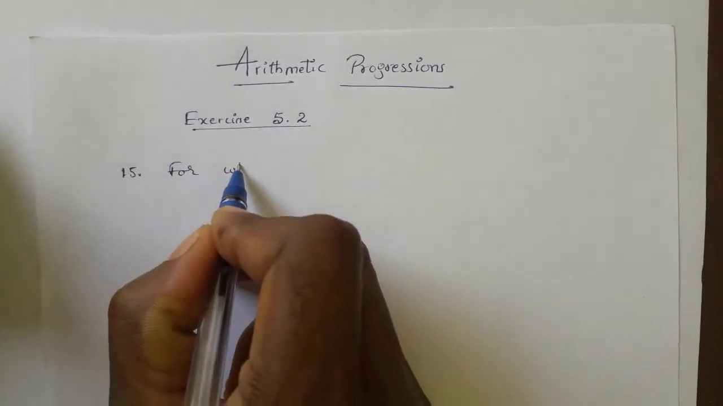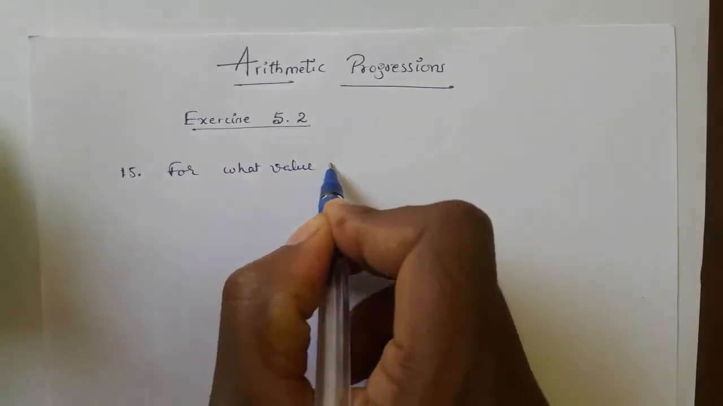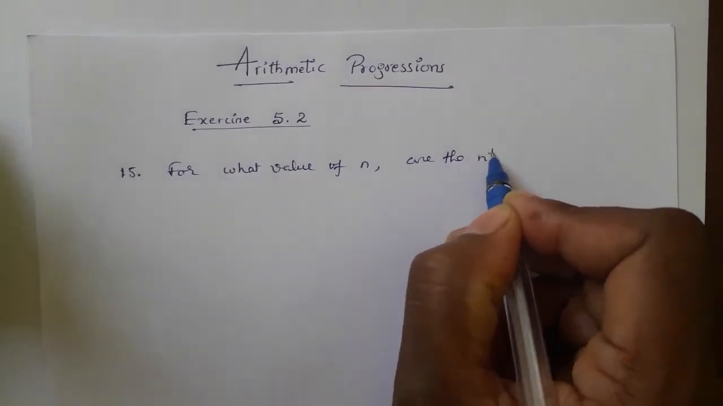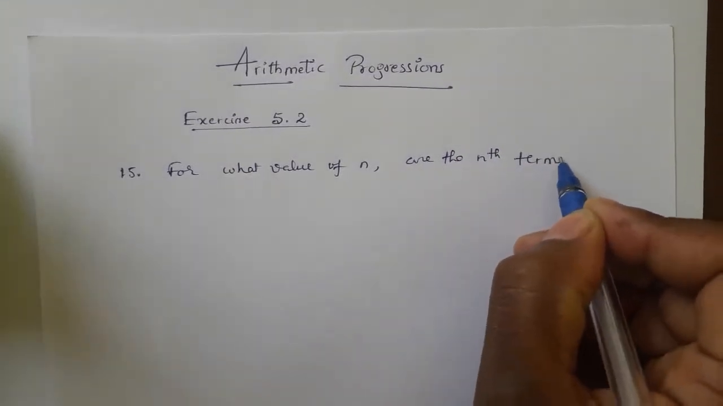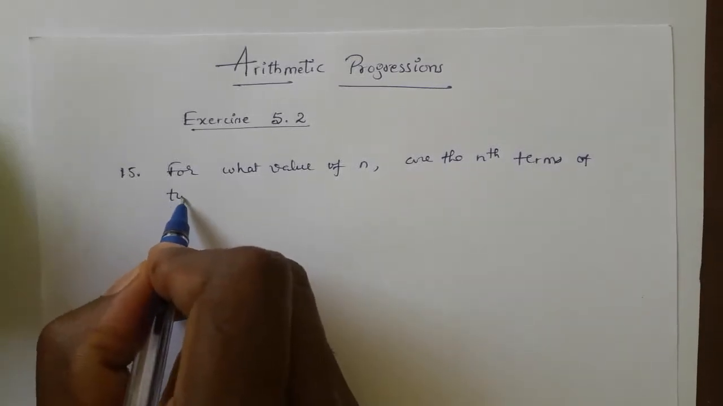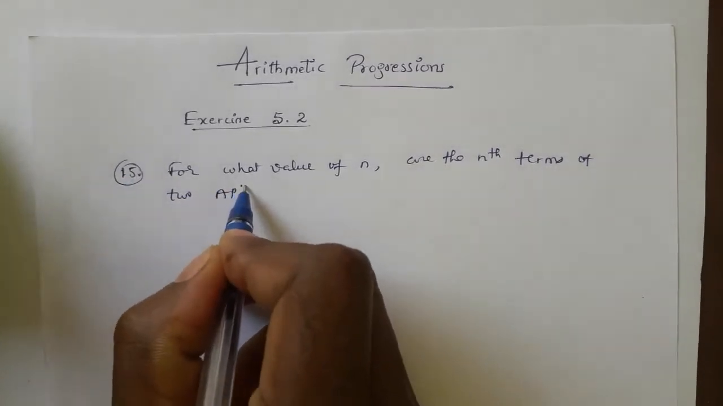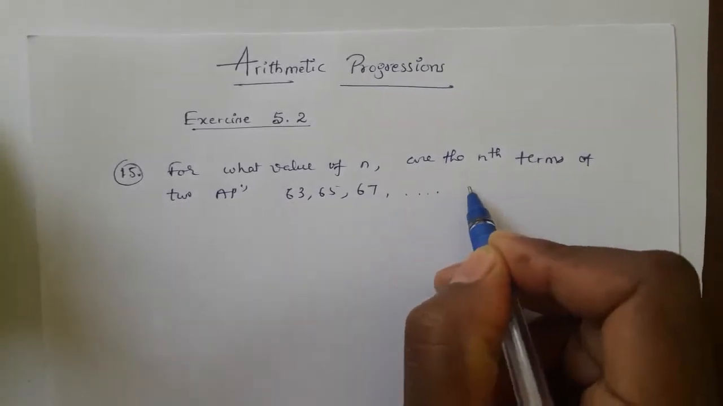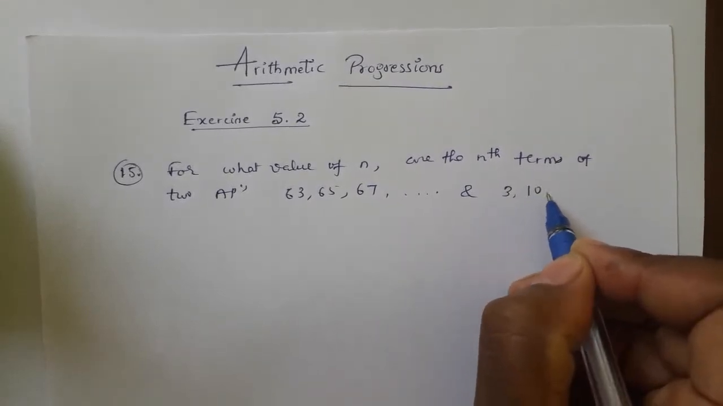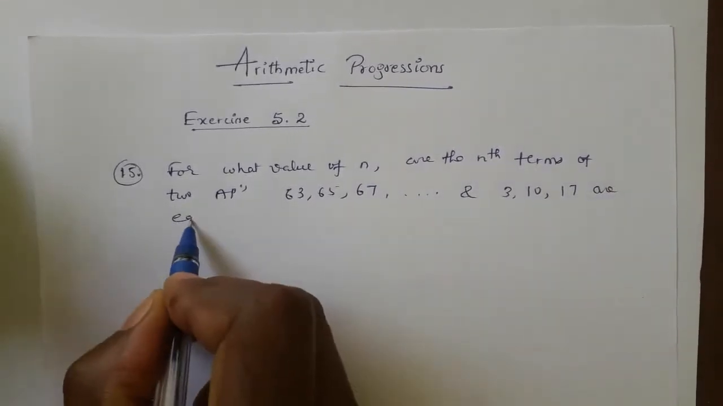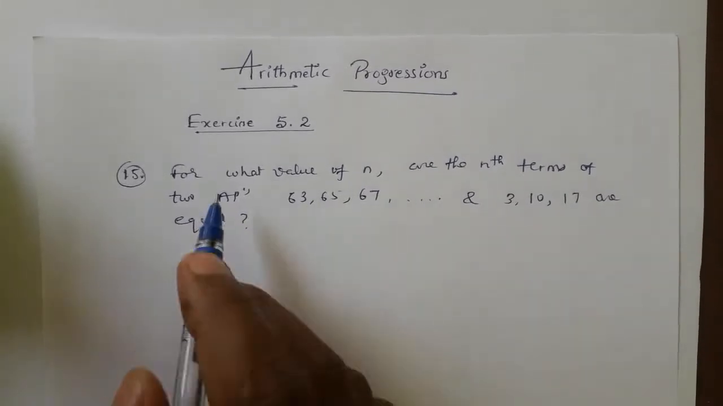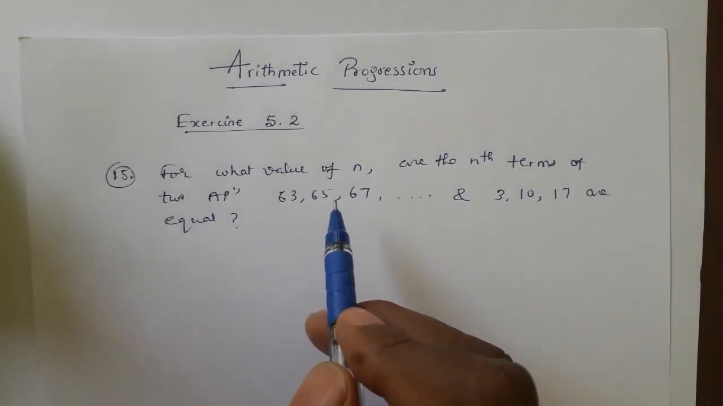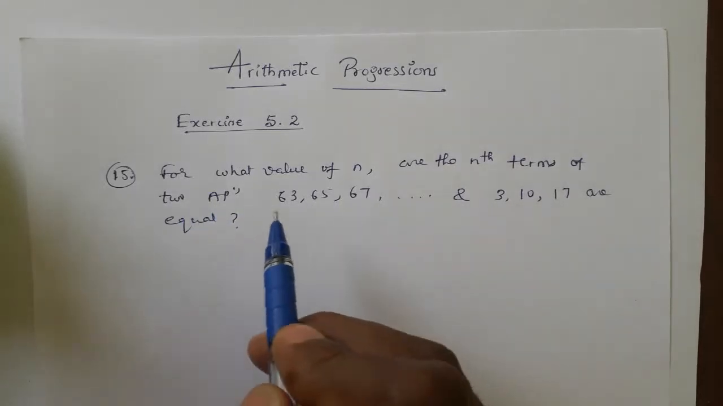Write the question: for what value of n are the nth terms of two APs 63, 65, 67 and 3, 10, 17 are equal. This is the question. For what value of n are the nth terms of two APs 63, 65, 67 and 3, 10, 17 are equal.